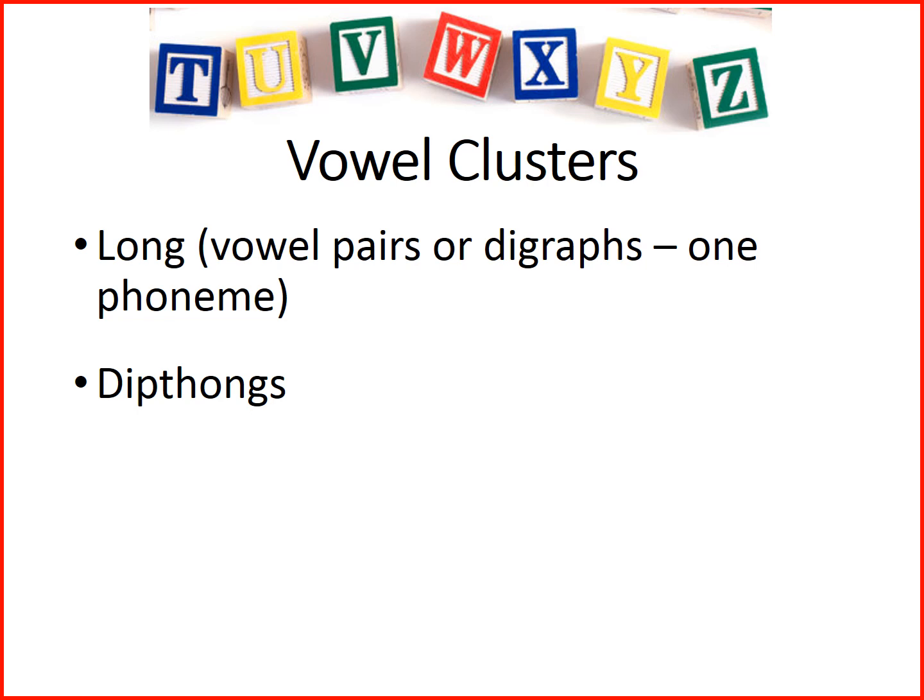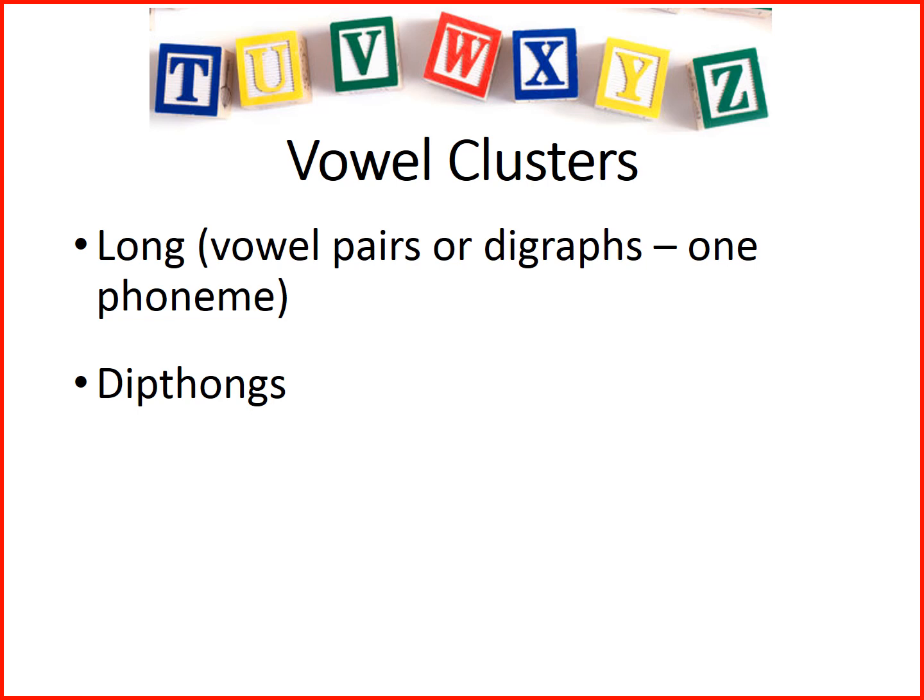We can have vowels that stand as a single sound, so one letter stands as a single sound, or we can have vowel clusters where two or more vowels work together to make a vowel sound. Those vowel clusters come in two types, long vowels and diphthongs. The long vowel sounds we've already looked at. They're called vowel pairs or digraphs when two vowels together make one phoneme, the long vowel sound.